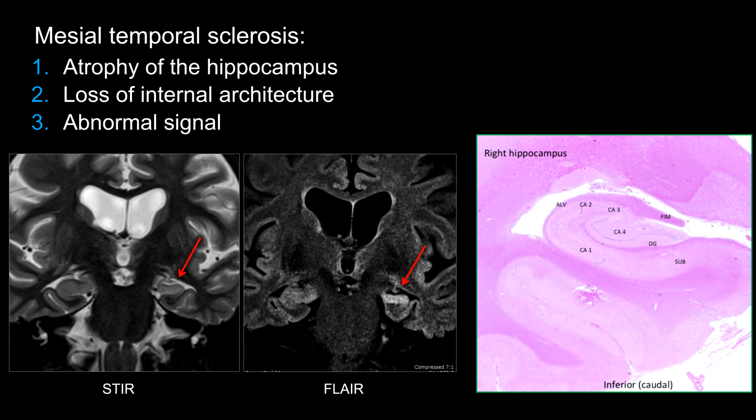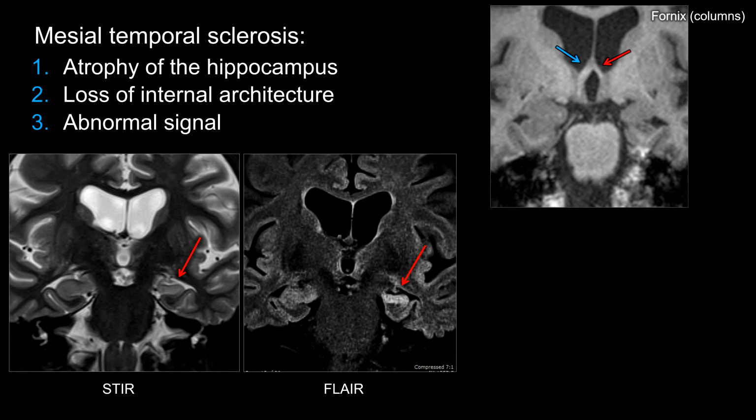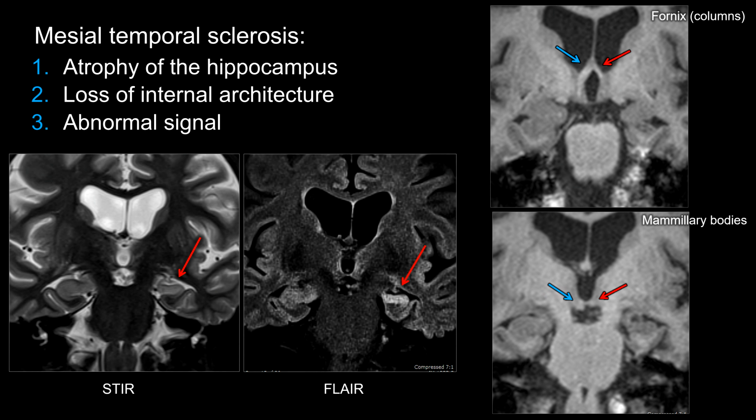Remember the loop between the hippocampus, fornix, and the mammillary body? Therefore, some of the secondary signs that you may see with mesotemporal sclerosis can be ipsilateral atrophy of the fornix, as in this case, and ipsilateral atrophy of the mammillary body, as you can see on this case.